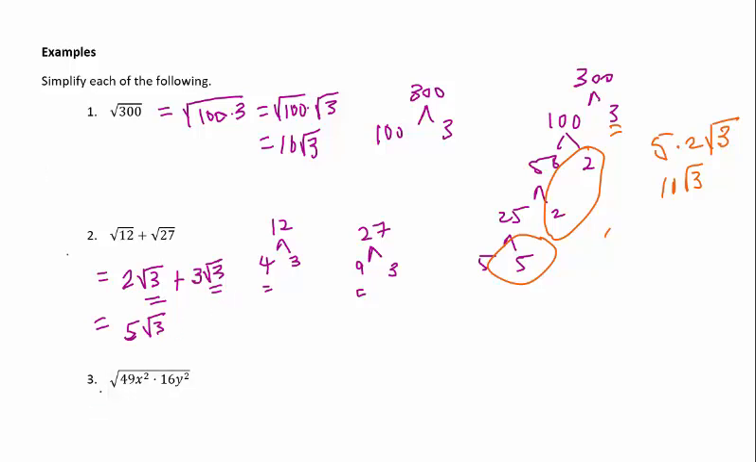And number 3, the square root of 49 x squared times 16 y squared. We want to try to simplify this. So I notice that 49 is a perfect square, x squared is a perfect square, 16 is a perfect square, and y squared is a perfect square. Everything's a perfect square. And we're taking a square root, which is good. So we get the square root.